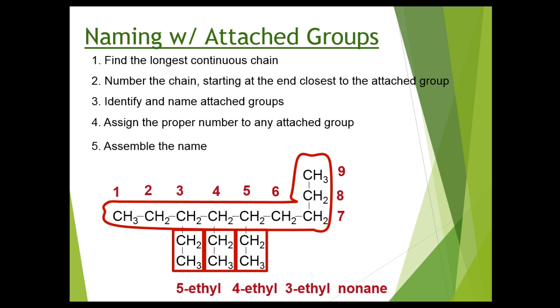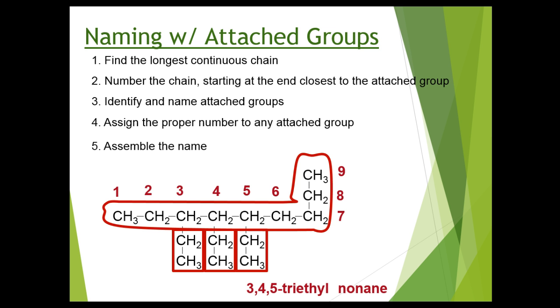Now something special to notice here with these ethyls is they're all exactly the same group. Whenever you have this, and there's several attached groups that are of the same name, we don't list them all out like this. We combine them all into one single phrase of the name, and we call it triethyl. Also, you just have to list out all the numbers in front. So 3, 4, 5, triethyl.